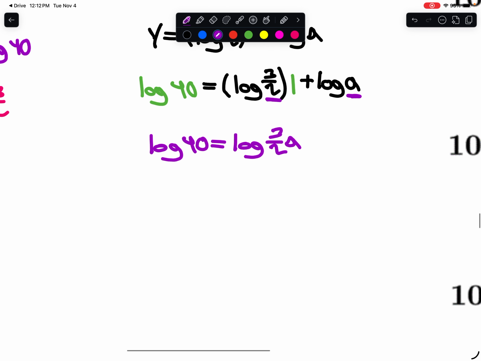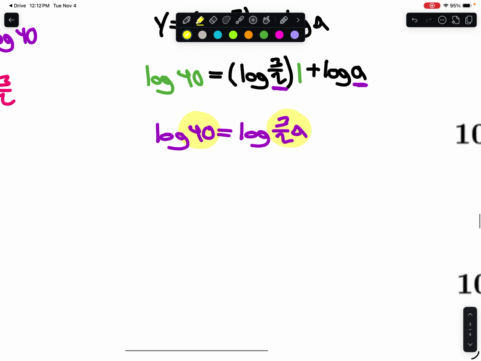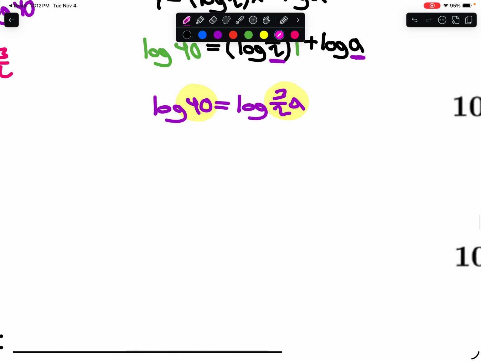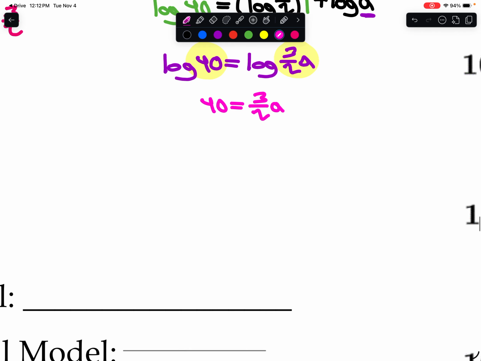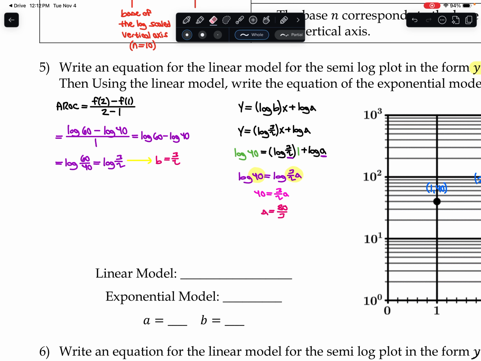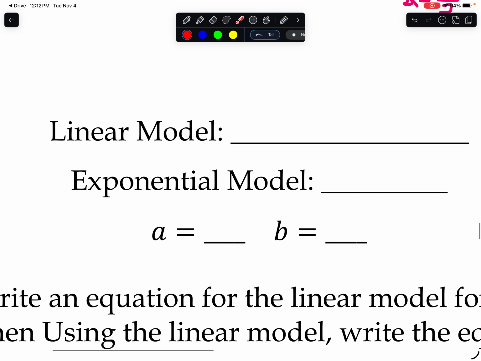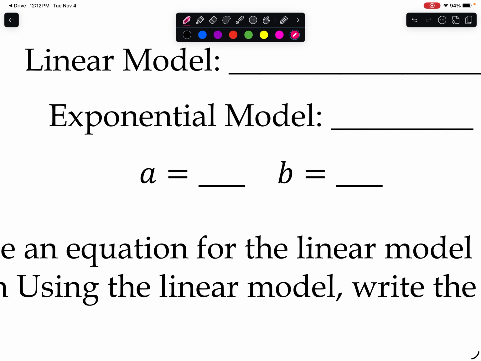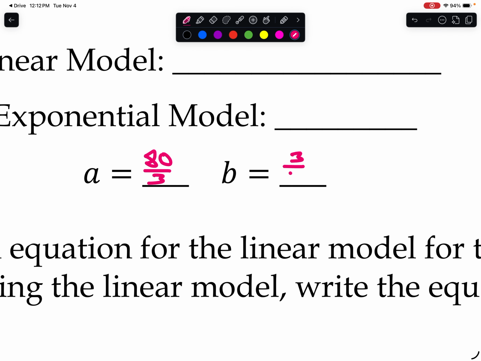So I'm going to rewrite this as log of 40 equals log of 3/2 a. And now that we have condensed logs with the same base on both sides, I'm going to set the arguments equal. So I'm going to have 40 is equal to 3/2 a, and then solve it just like you would an algebra equation. So multiply both sides by 2 and then divide both sides by 3. So that means we're going to have an a value that is 80 divided by 3. Okay, so now I have my a value and I have my b value. So now I'm ready to write in my linear model and my exponential model. So I know my a value, which is going to be 80/3. And I know my b value, which is going to be 3/2.